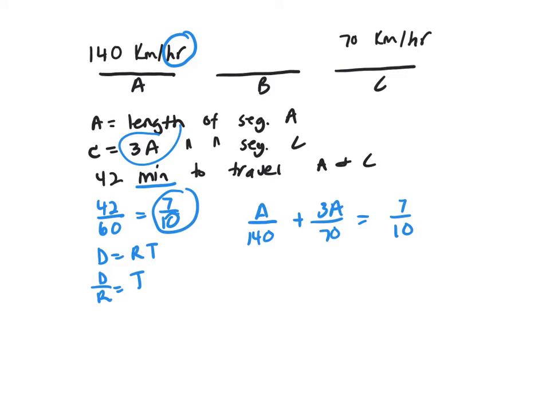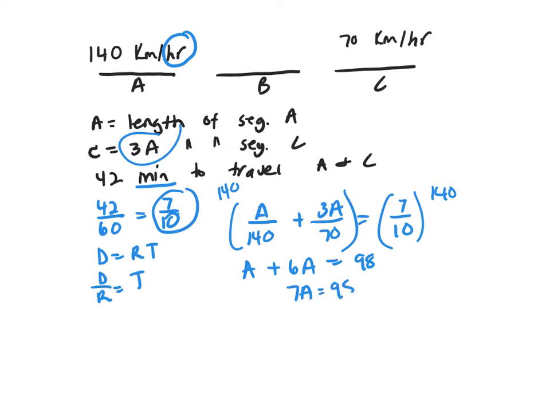All of our units are in hours. So let's solve this for A. Let's multiply everything on both sides by 140. And that gives me A plus 6A equals 98. 7A equals 98. A equals 14. So that is the length of segment A.